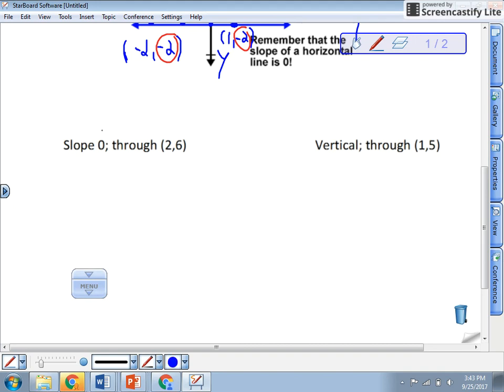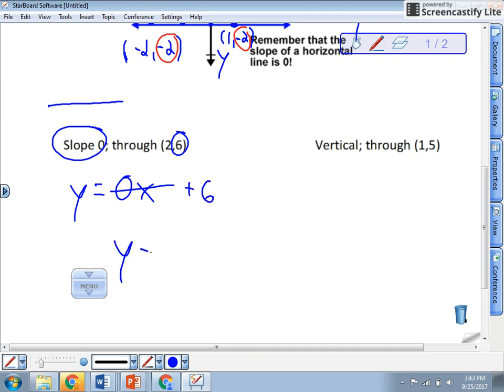Here are two quick examples of the problems that you'll see in the homework. First one, they tell us the slope is 0. So I know it's going to be a horizontal line, and it goes through the point (2, 6). Well, we just said it's going to be y equals 0x. Again, we know that slope is going to drop out. It's the y value of our ordered pair, so it's going to be +6. So our answer would be y equals 6.